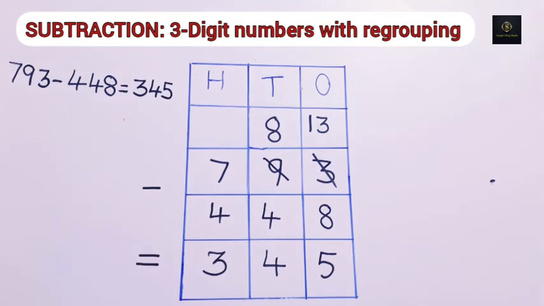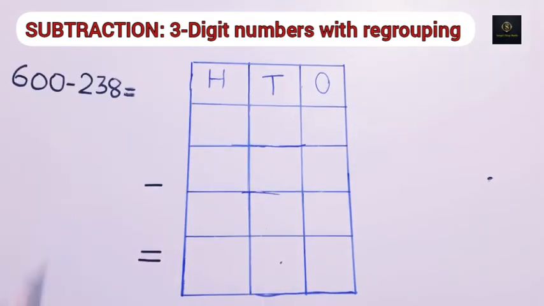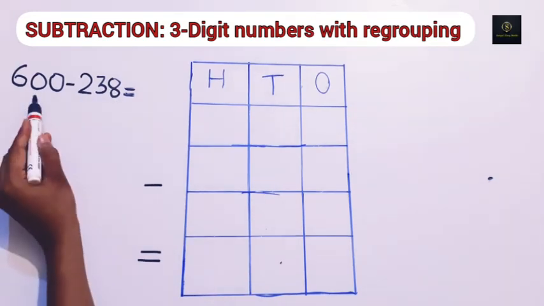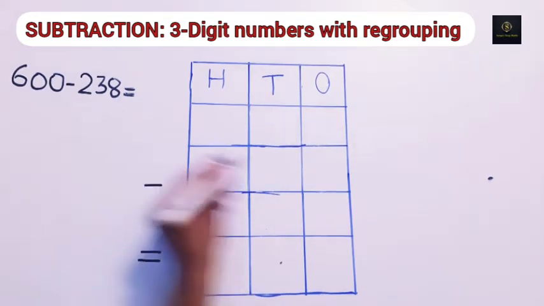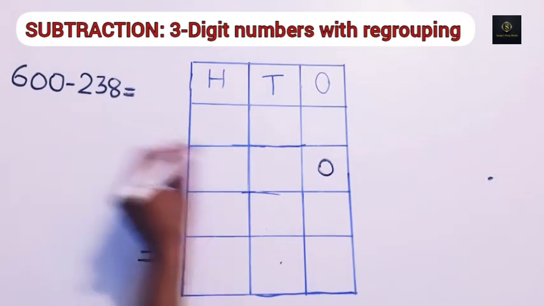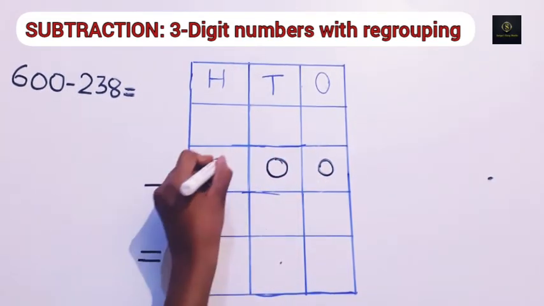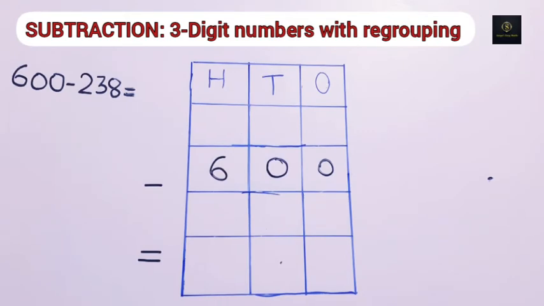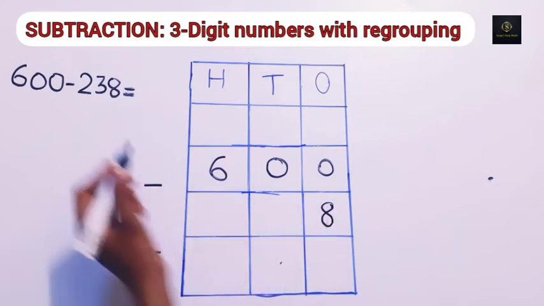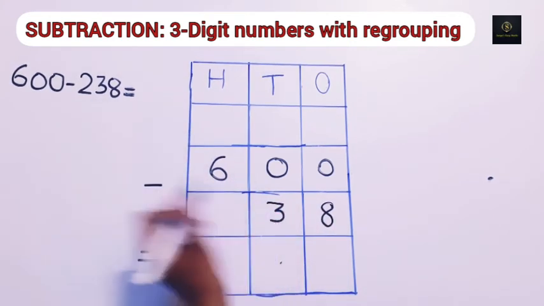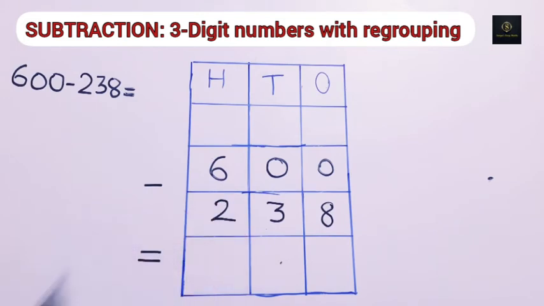345. Now, let's see the last example. 600 minus 238. So, which is the greater, 600 or 238? Yes, 600 is greater. So, it is the minuend. Let us place 600 first. So, 0 will go in the ones column. Again, 0 will go in the tens column. And 6 will go in the hundreds column. Now, let us place the number 238. So, 8 will go in the ones column, 3 will go in the tens column and 2 will go in the hundreds column.